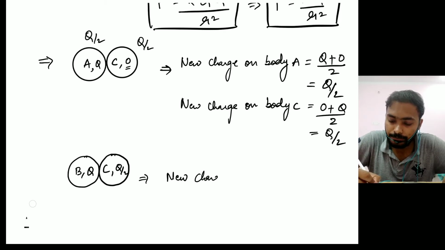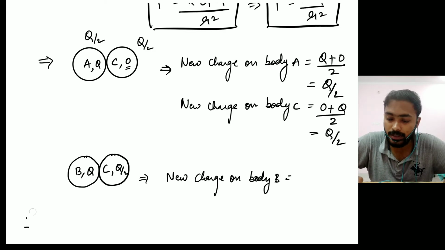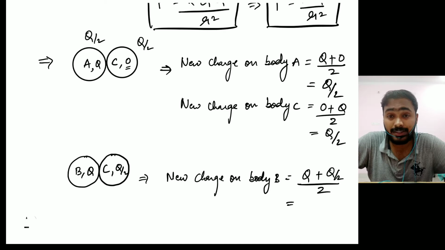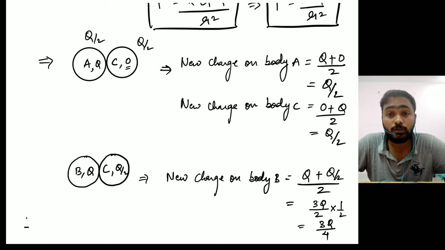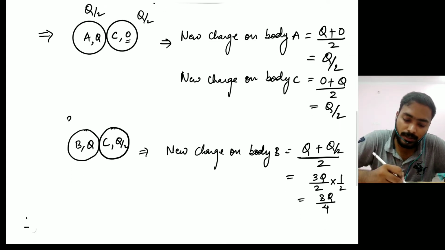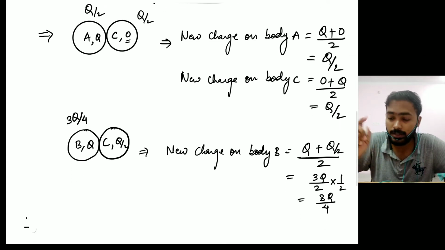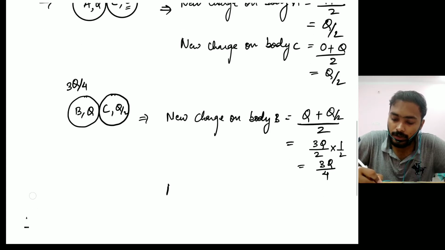So the new charge on body B will be equal to, very simply, body B had Q charge plus Q by 2 charge from body C, divided by 2. You can see over here, 2 will be the LCM, so this will be 3Q by 2 into 1 by 2, right? This will be 3Q by 4. So 3Q by 4 will be the new charge on body B, right? I hope that's understandable.